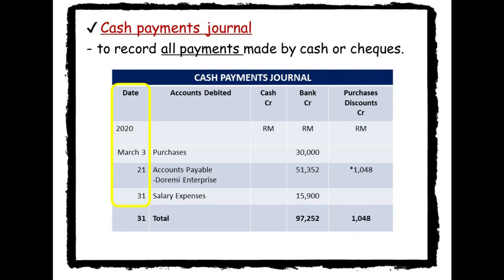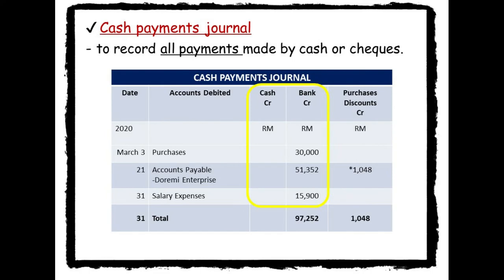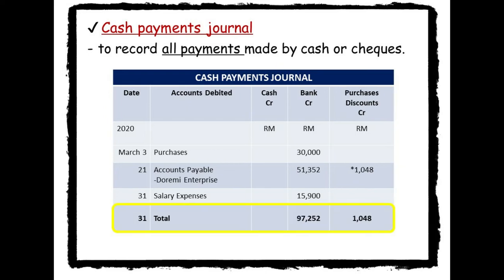Next, we will look at the format of cash payments journal. It is used to record all payments by cash and checks. At the first column, we are going to record the date of transaction. Then, in the account debited column, we would write the title or name of the account that is debited in ledger as a result of cash outflow. In cash column, the amount of cash paid is entered, while in bank column, the amount of check paid is entered. In the purchases discount column, we record the amount of purchases discount that is given by creditors or suppliers. And lastly, we would sum up the amount of transactions at the end of the month.